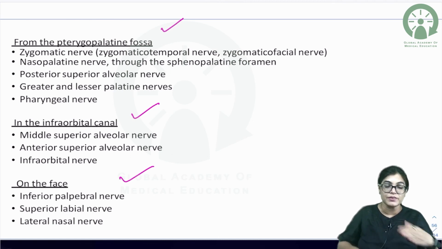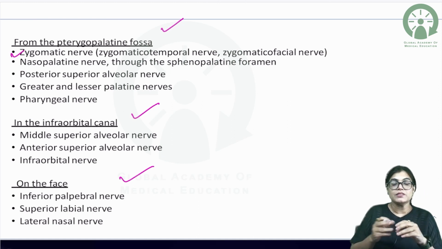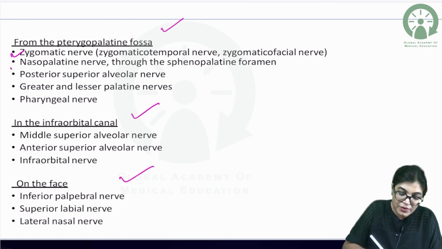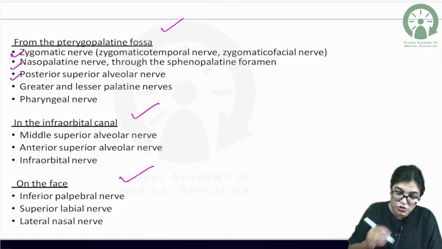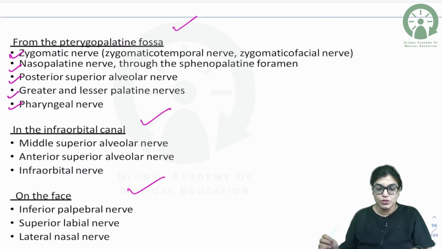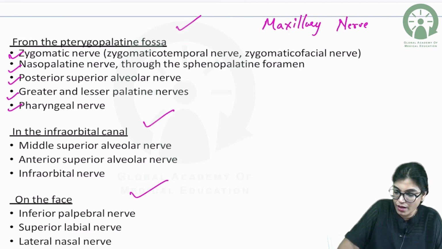The maxillary nerve is giving zygomatic nerves, which is again giving zygomaticotemporal and zygomaticofacial nerve. It is also giving nasopalatine, posterior superior alveolar, greater and lesser palatine and the pharyngeal nerve. So what I have shown here is the maxillary nerve branches. So this list is the branches of maxillary nerve.